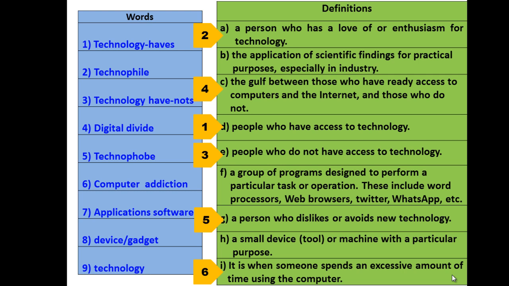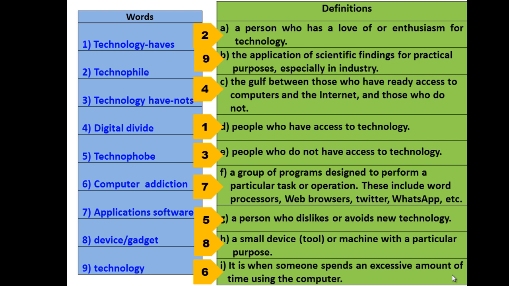Concept 7, application software. Application software means a group of programs designed to perform a particular task or operation. These include word processors, web browsers, Twitter, WhatsApp, and so on. Device or gadget means a small device or tool or machine with a particular purpose. As for technology, it can be defined as the application of scientific findings for practical purposes, especially in industry.